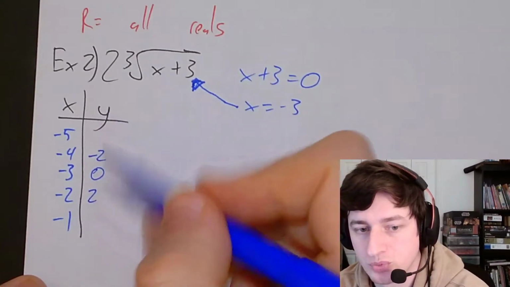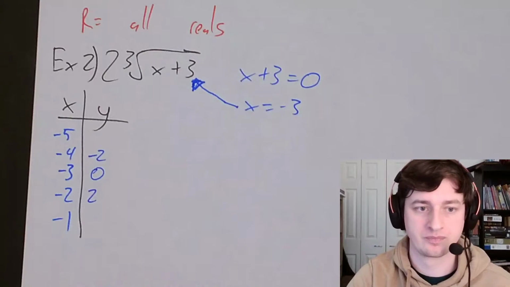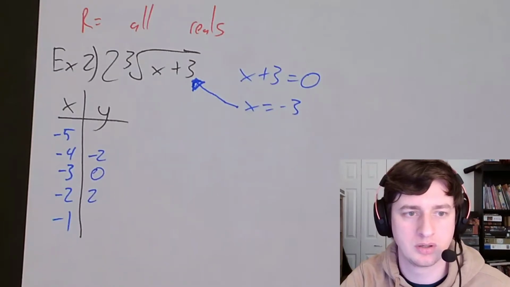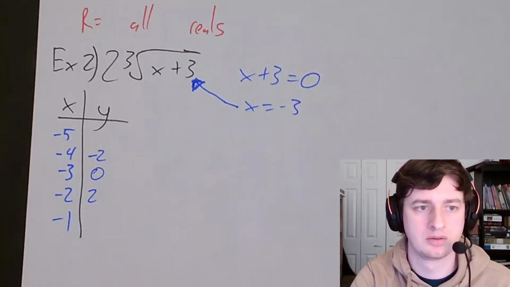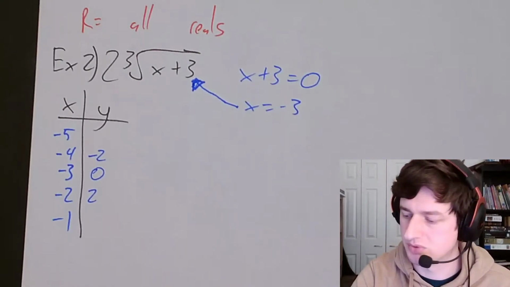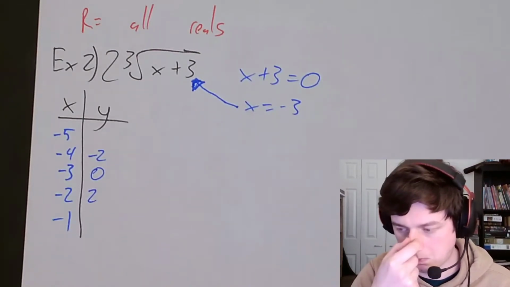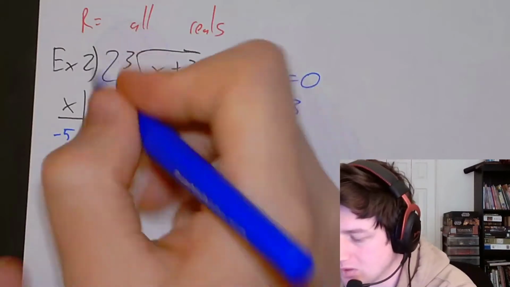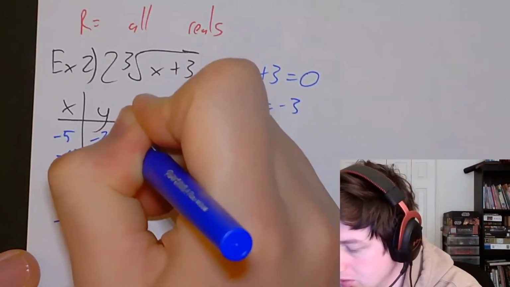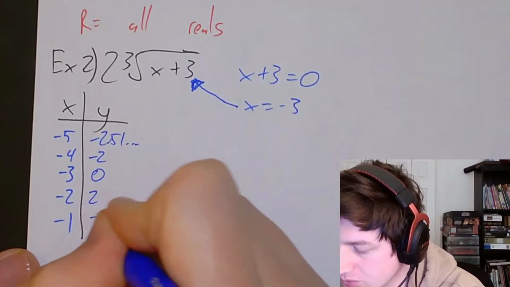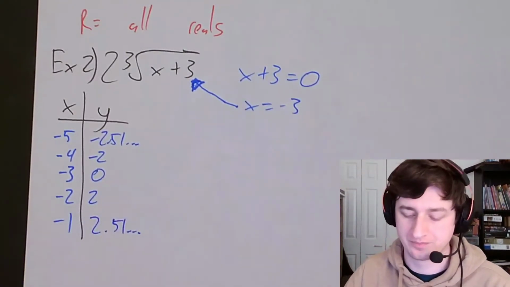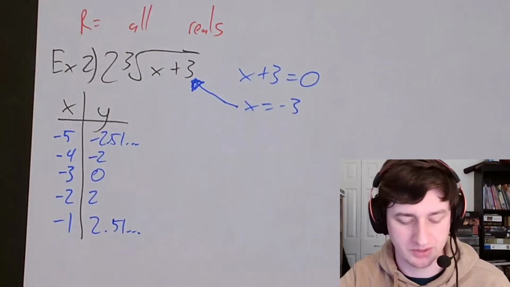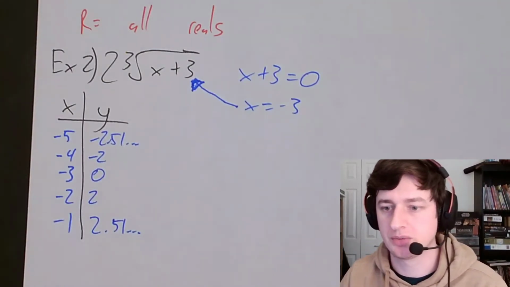And then for these, we need the calculator. That's going to give me 2 times negative 2.51, and then this is going to be 2.51 positive. So I did that with the calculator off screen. Okay, then we just graph those points.